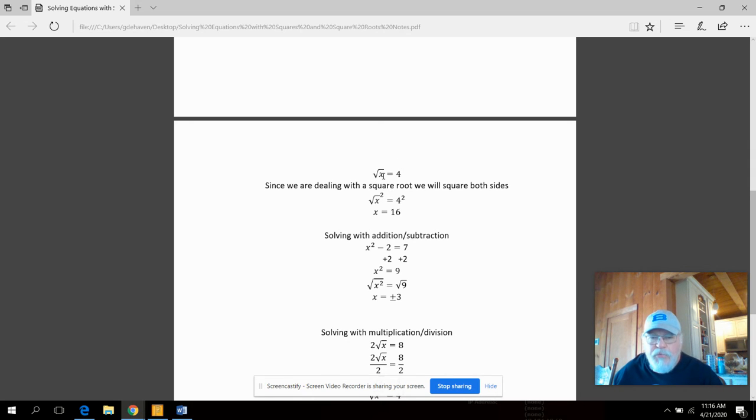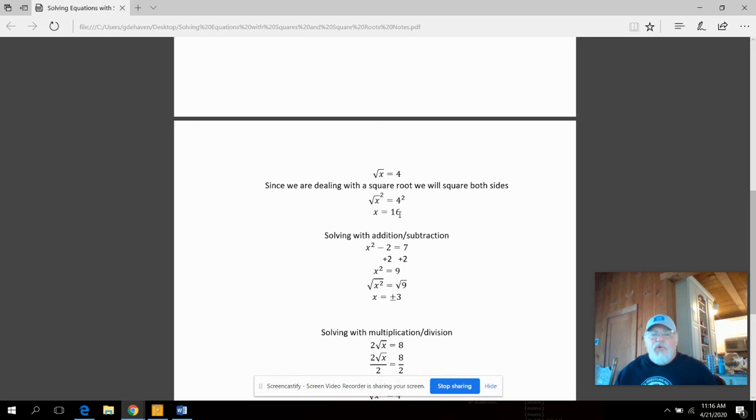Now, when our variable's in the square root, we just have to square both sides. So we square this side, so we get the square root of x squared, and then we also have to do the other side, so we'll have 4 squared. So the square root of x squared is just x, because remember the square root and the square cancel each other. And then 4 squared is 16.